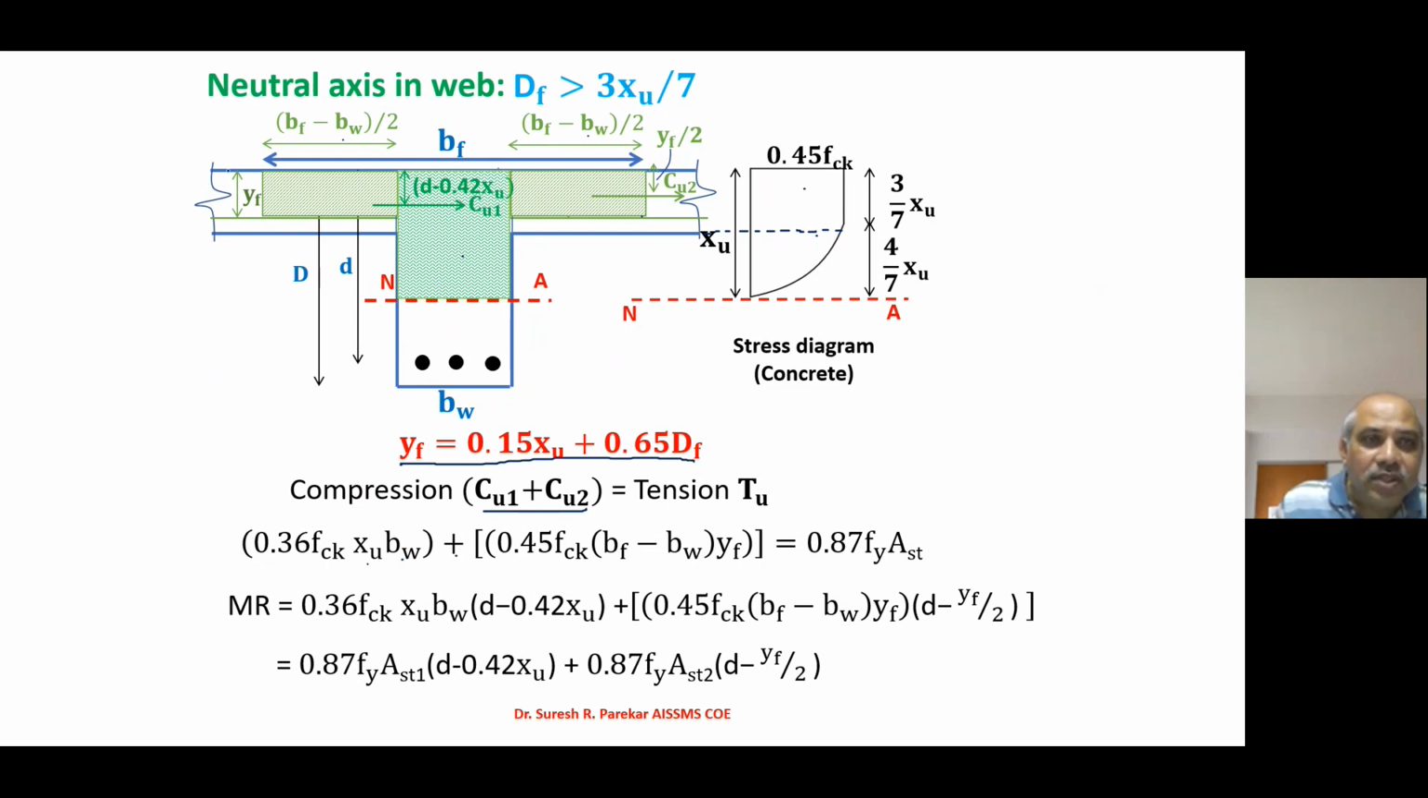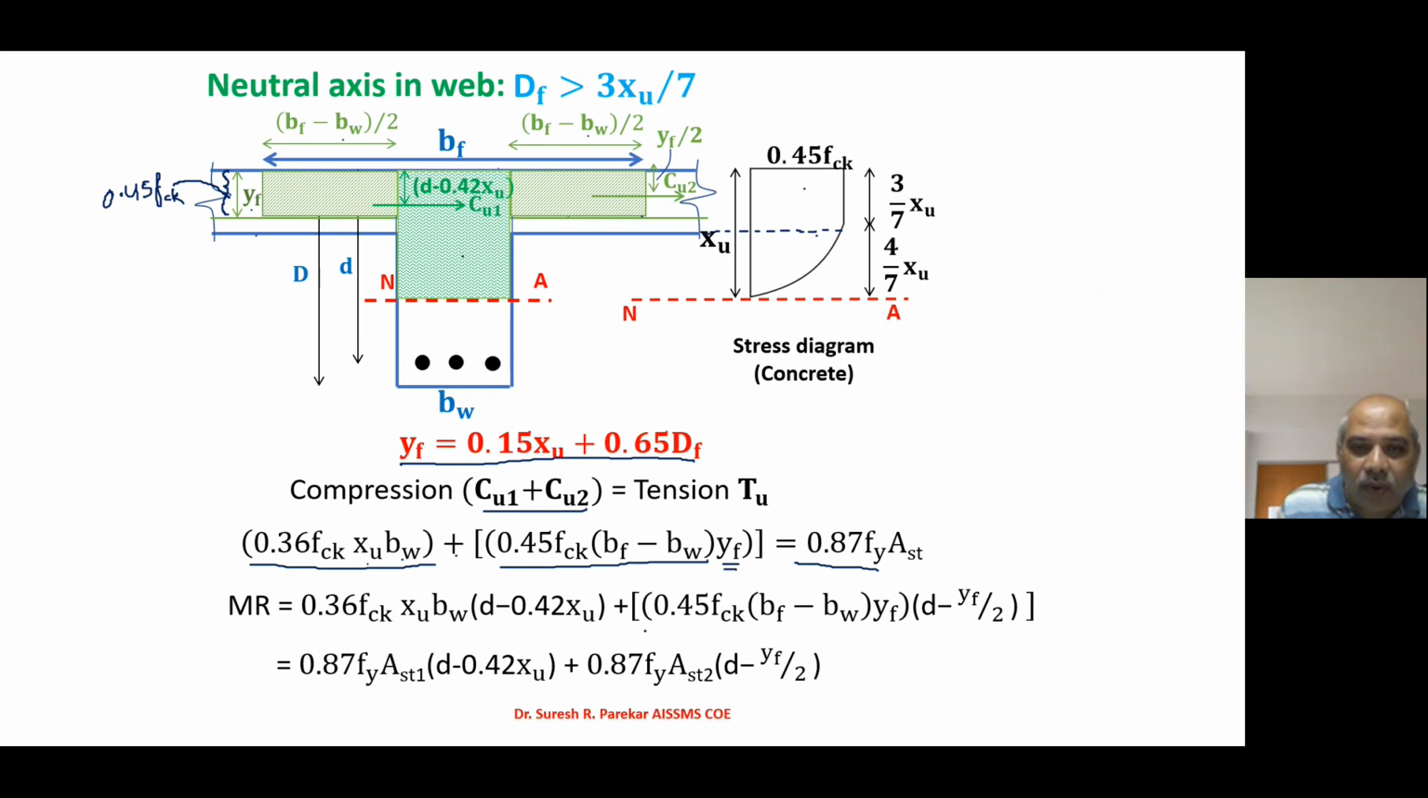Means you can see here. So we are going to consider YF instead of DF, and we are assuming the whole YF portion is stressed to 0.45 FCK. And then this will be CU1, same as the first part. Only change here, instead of DF, we are going to use YF. And then CU1 plus CU2 equal to 0.87 FY AST.